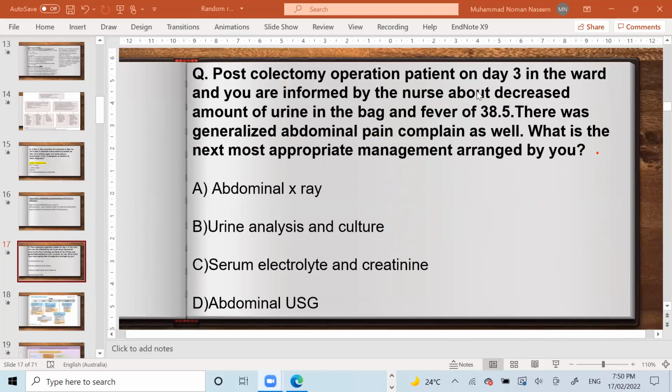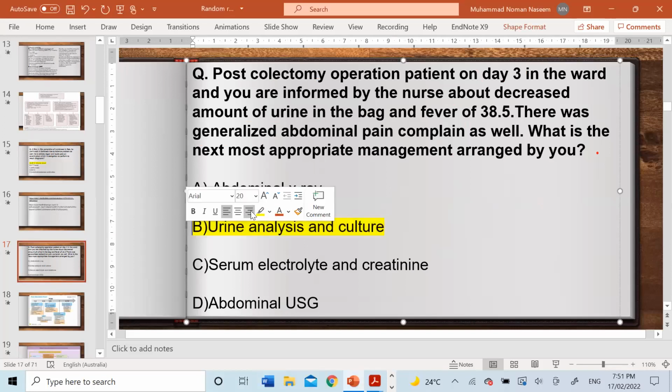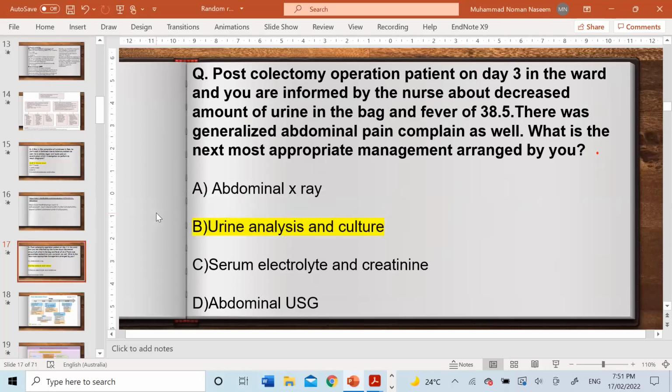All right, so this patient is having post-op day 3 fever, but there is a decreased amount of urine in the bag. So patient is having catheter inside. Always think about UTI or urosepsis in this case. You want to do urine analysis and culture.